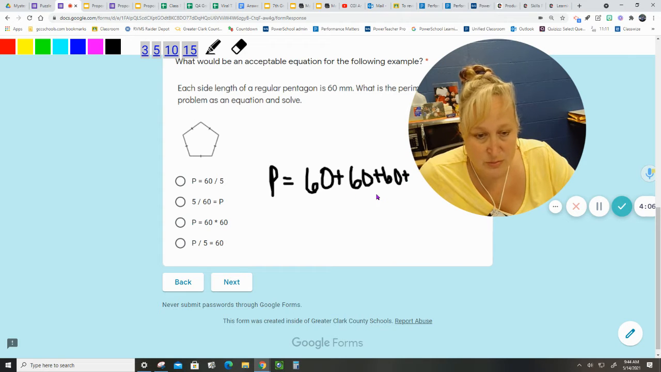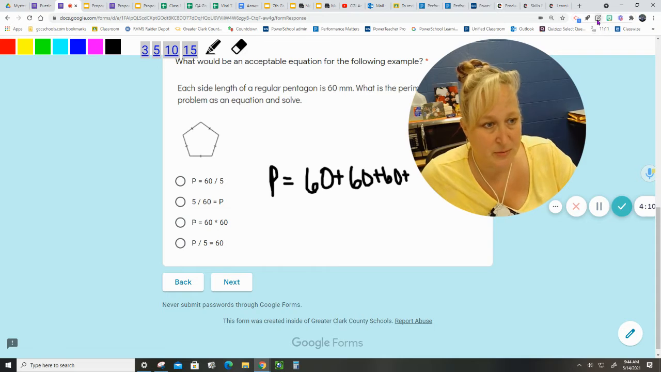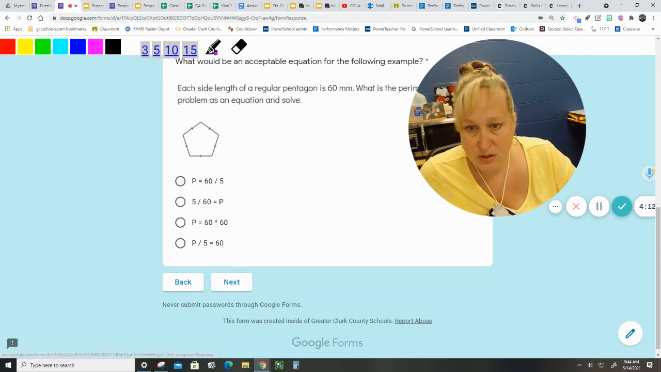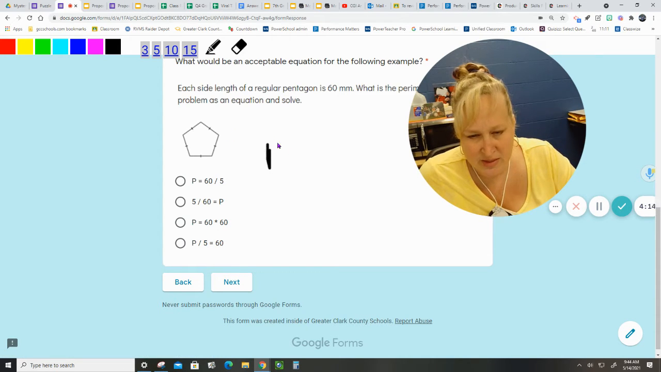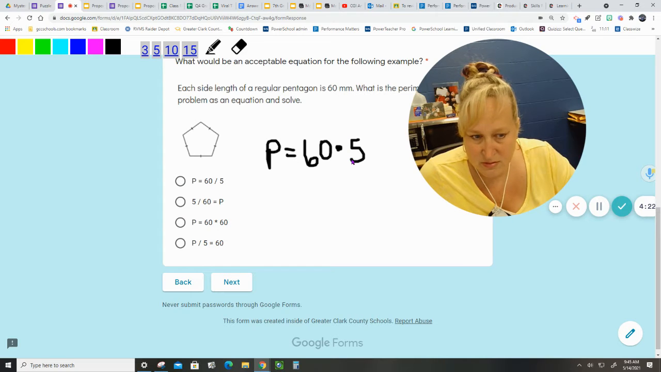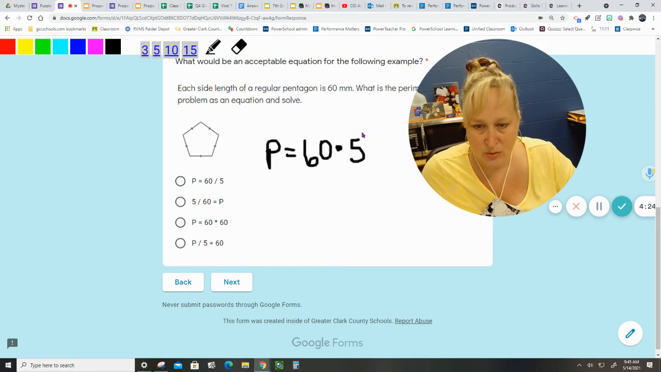I'm running out of room. Okay, so there's 5 of them. You have to pretend like there's 5 of them, but it's hard for me to write. So I could also write that as P equals the side length, since it's the same, times 5. Okay, so that's the total.